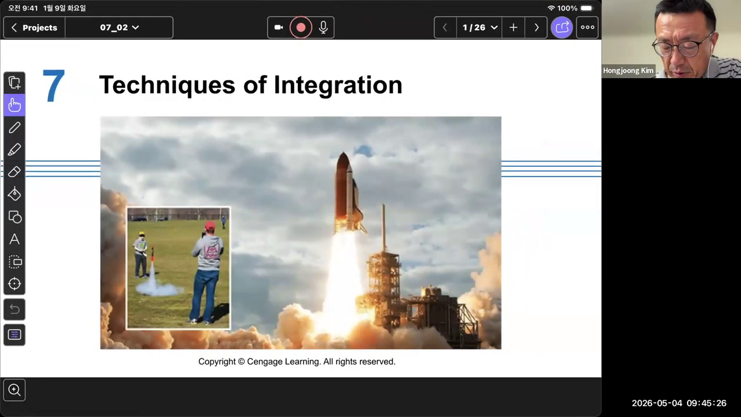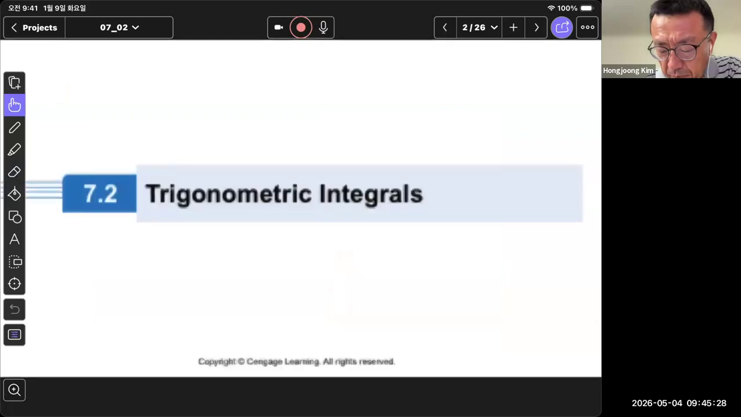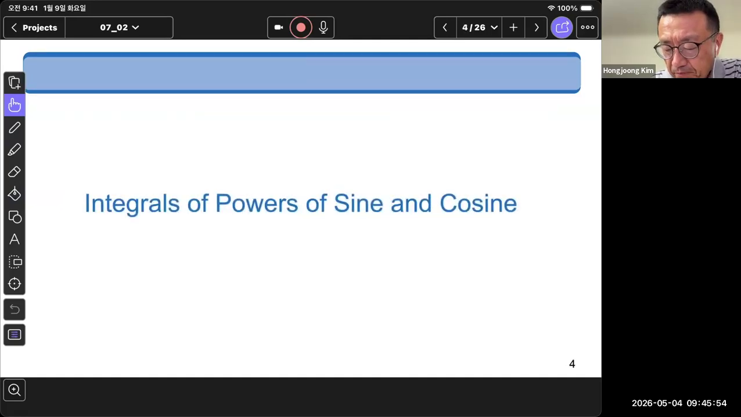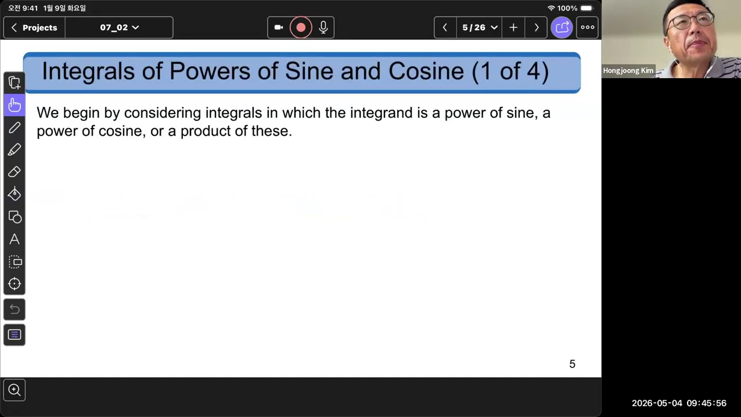Now let's go to the second section, and we want to consider the integrals related with the trigonometric functions. So this section is quite difficult. Probably I will choose one problem in this section. Okay, so please listen carefully.